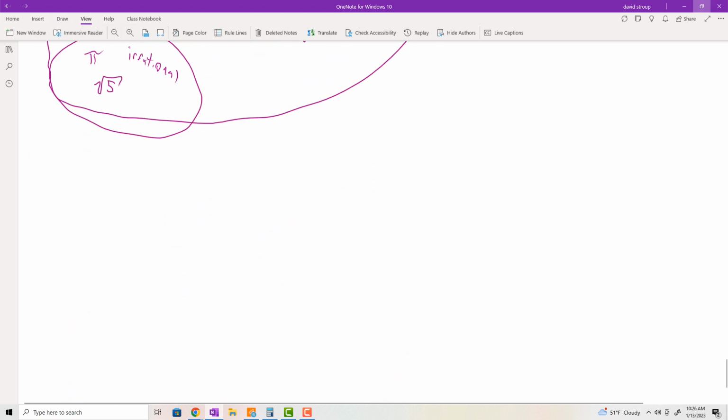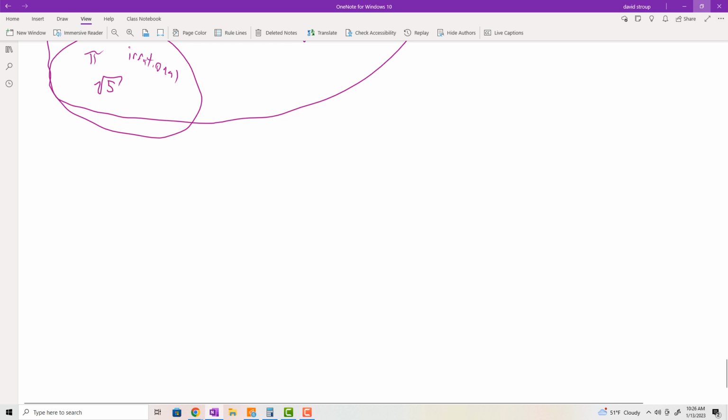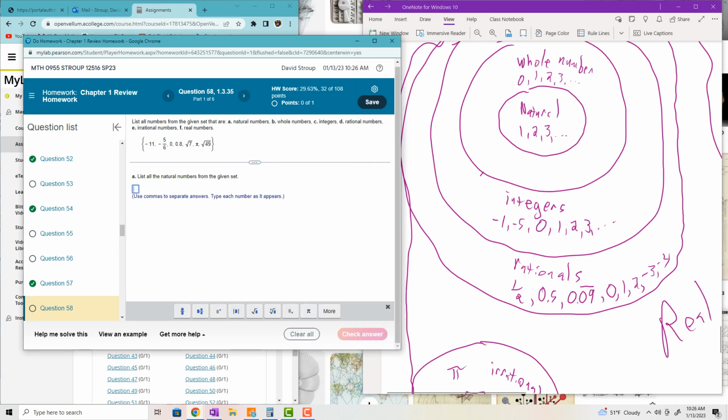Okay. So in this problem, first they want you to list the natural numbers. Like I said, the natural numbers are just counting numbers. You look at this set of numbers up here in the curly brackets, you don't see any counting numbers. You might think 0, but 0 isn't a natural number, it's a whole number. But then you see square root 49, which is 7. So that's our only natural number in the set.